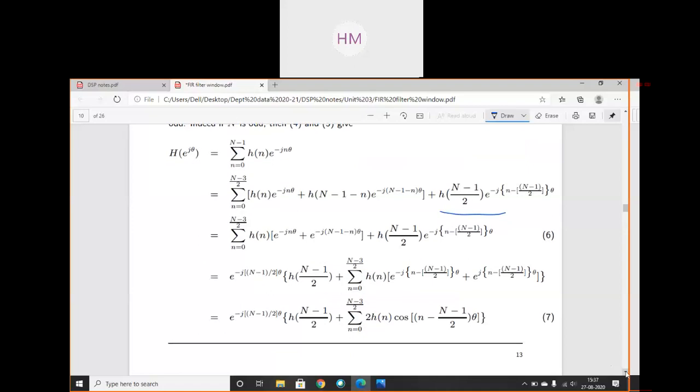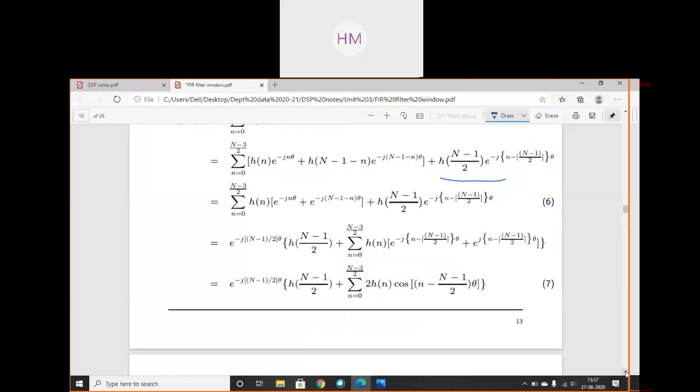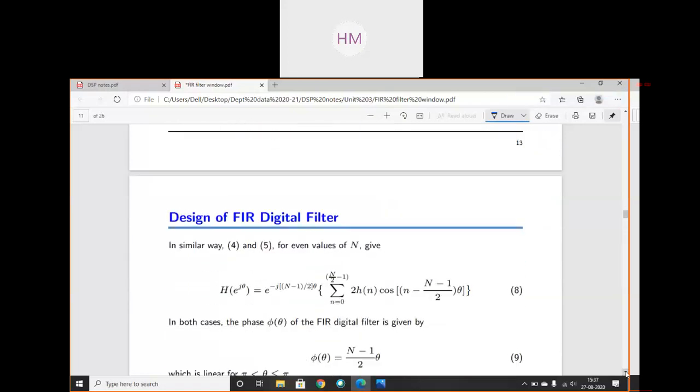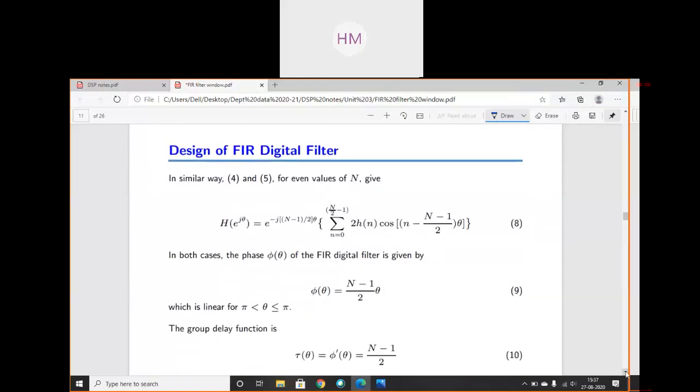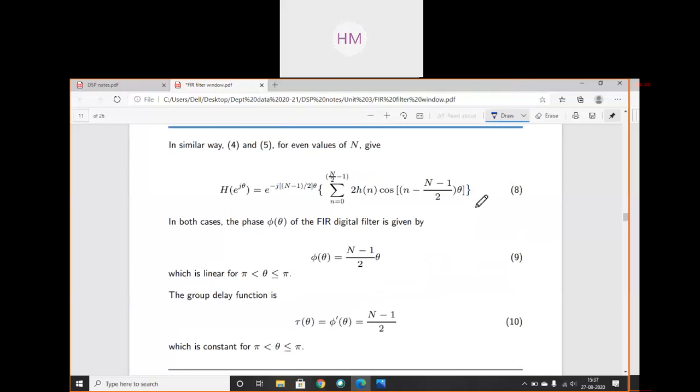See, we don't need these equations. Design of FIR digital filter. Now we get the final equation, in which phi of theta is important, which is the phase angle, and which is -(N-1)/2 theta. To find the phi angle, we did all this processing and we got phi as -(N-1)/2 theta. The group delay is (N-1)/2. So you can write these two equations. Group delay function is (N-1)/2.